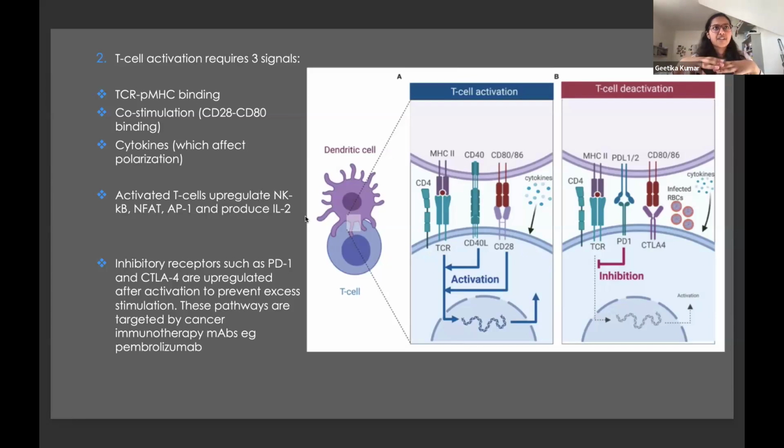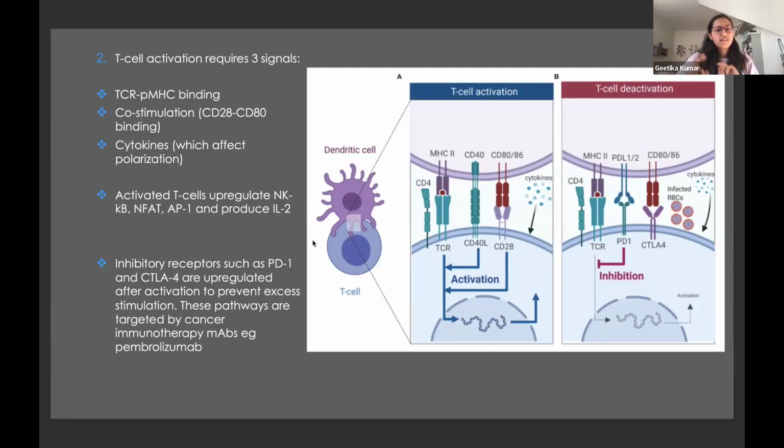That's an evolutionary feature, so that T cells don't get overactivated. If there are self-antigens that are similar to pathogens, you don't want the T cell to be activated by any one signal. You need all three to happen together, so that it increases the probability of there being an actual infection rather than a hypersensitivity reaction.